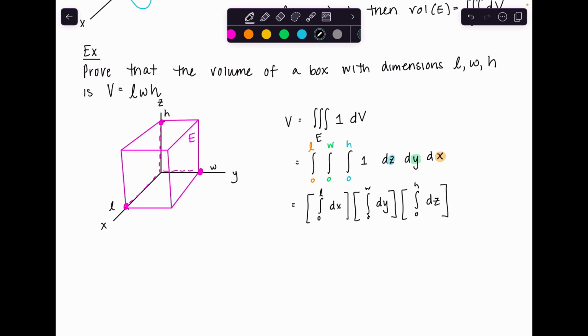And then luckily, each of these have a very simple antiderivative. The first one has an antiderivative of x, and you evaluate that from 0 to L. So that gives us exactly L. Antiderivative of this is y, evaluated from 0 to W. So we get W. And then antiderivative of this is z, evaluated from 0 to h. So we get exactly the volume, length times width times height.